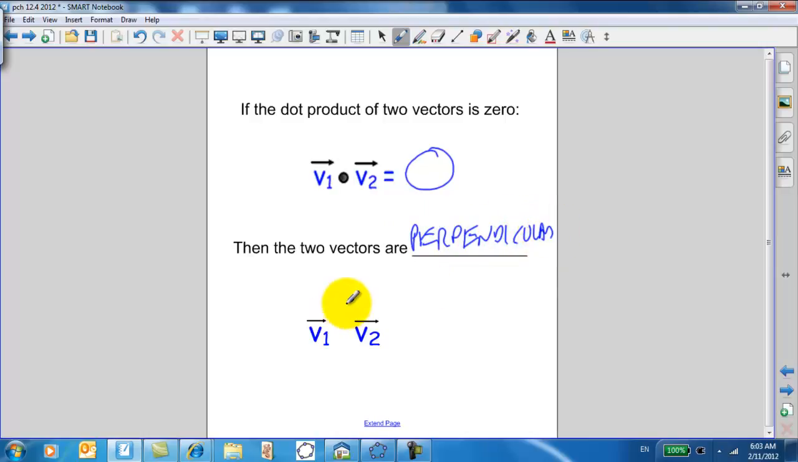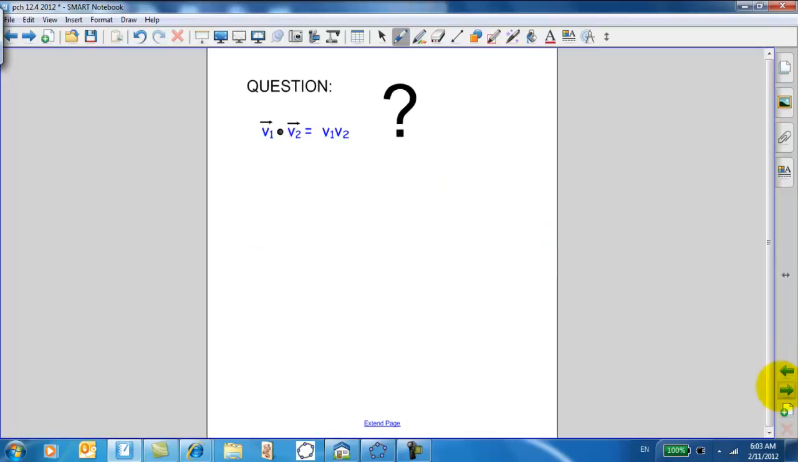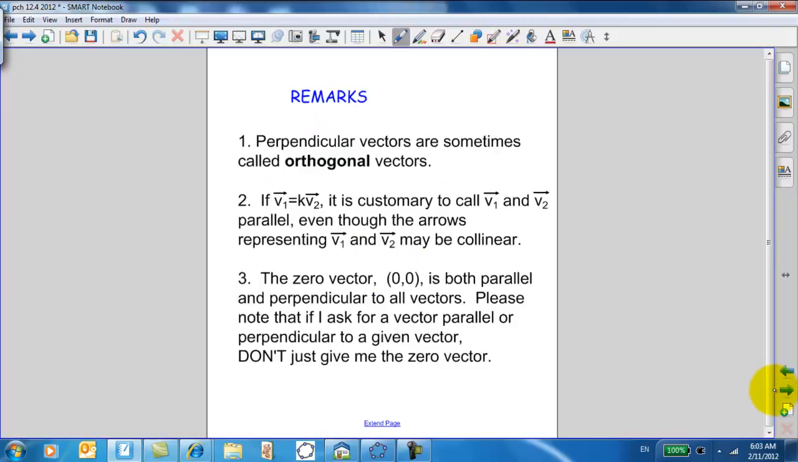Perpendicular. And there's our perpendicular symbol. So question, can the dot product equal this? The basic answer, no. This product we talked about a little bit with complex numbers. But this is a product between two vectors. So these are not equal. Does not mean the same thing.